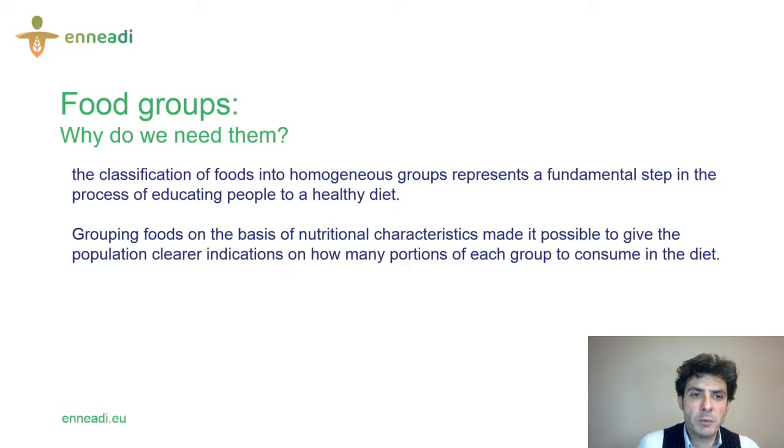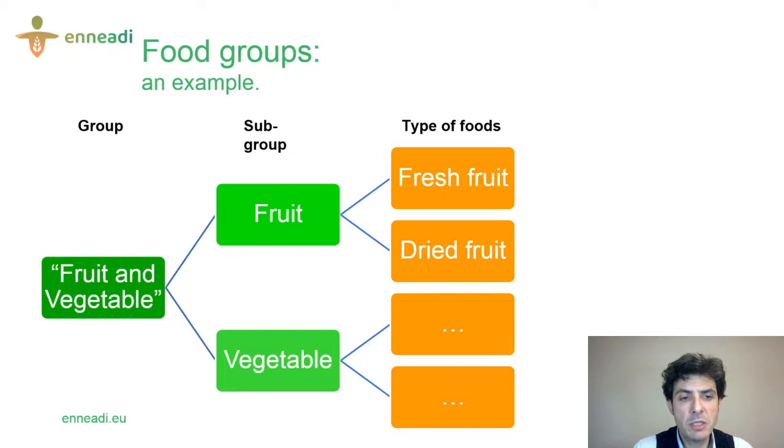We need food groups because the classification of food into homogeneous groups represents a fundamental step in the process of educating people to a healthy diet. Grouping foods on the basis of their nutritional characteristics made it possible to give the population clear indication on how many portions of each group they should consume in their diet. This is an example of how food have been grouped.